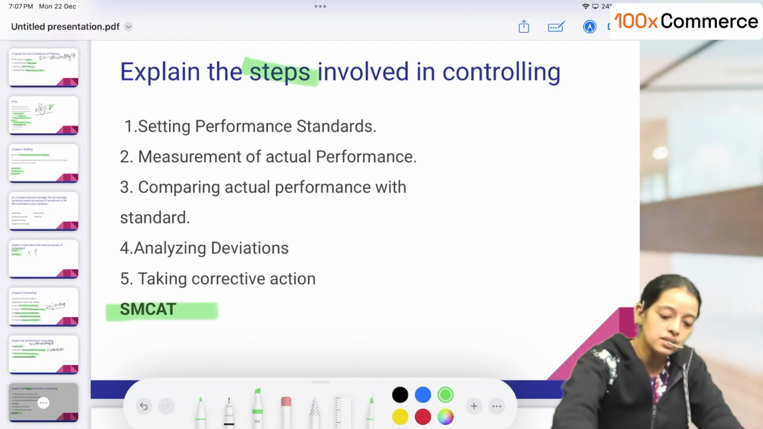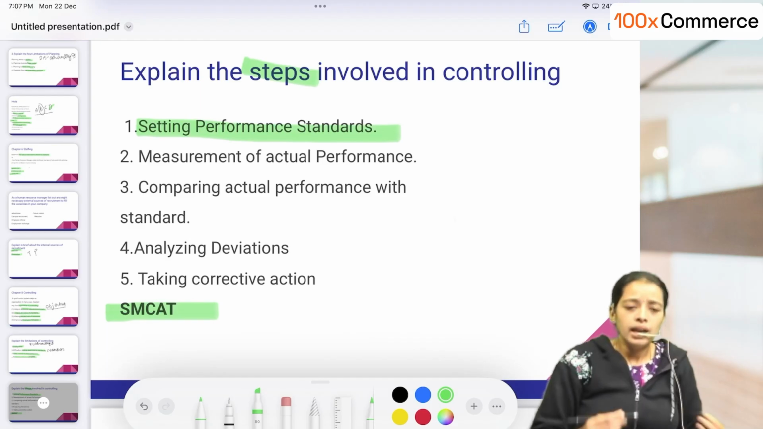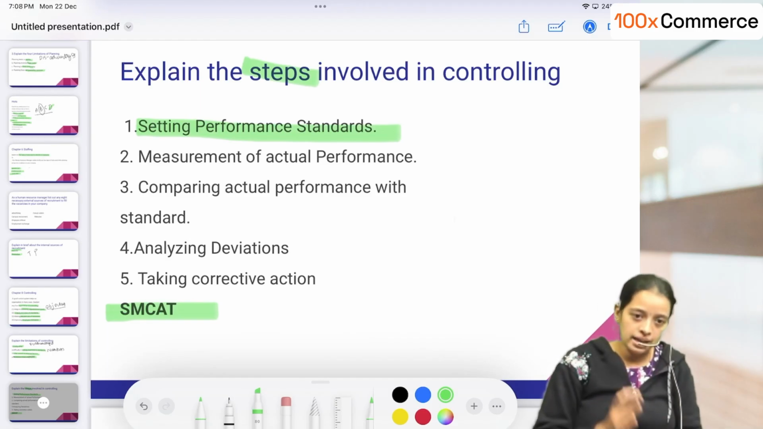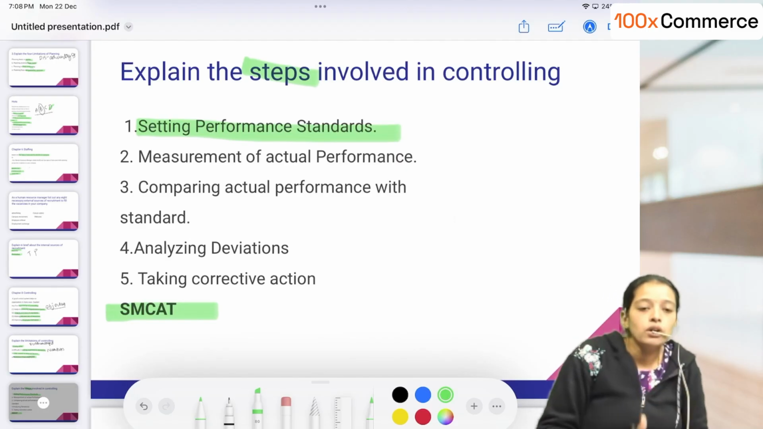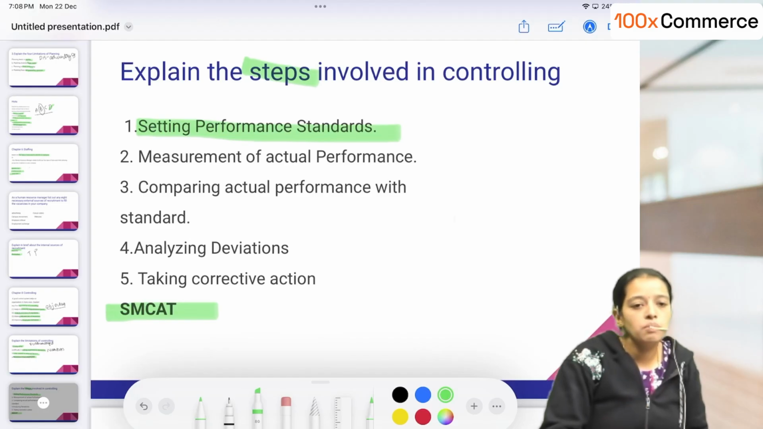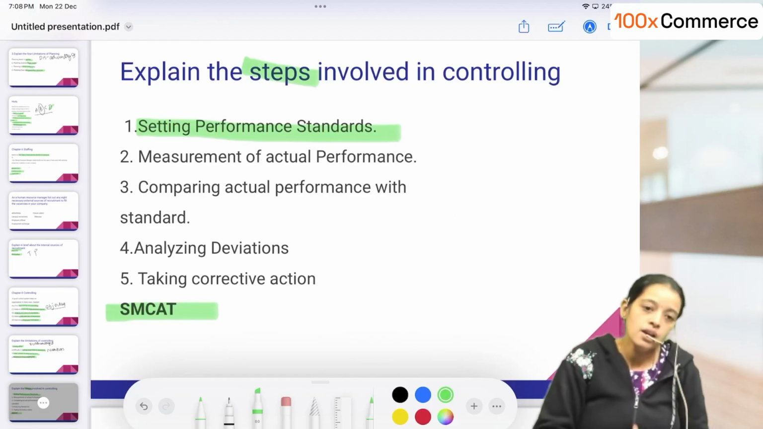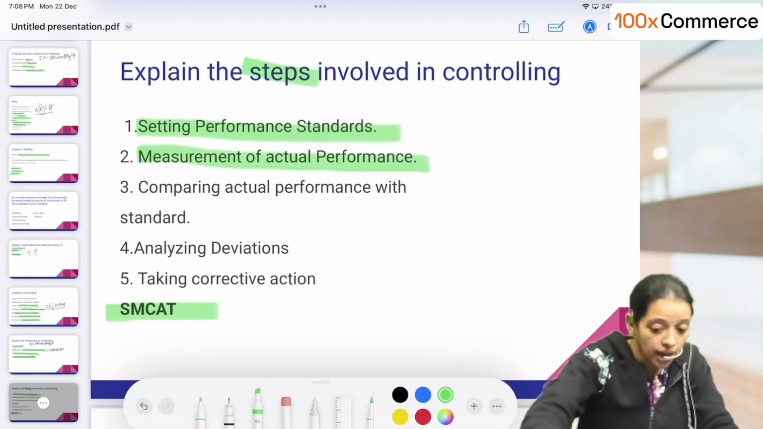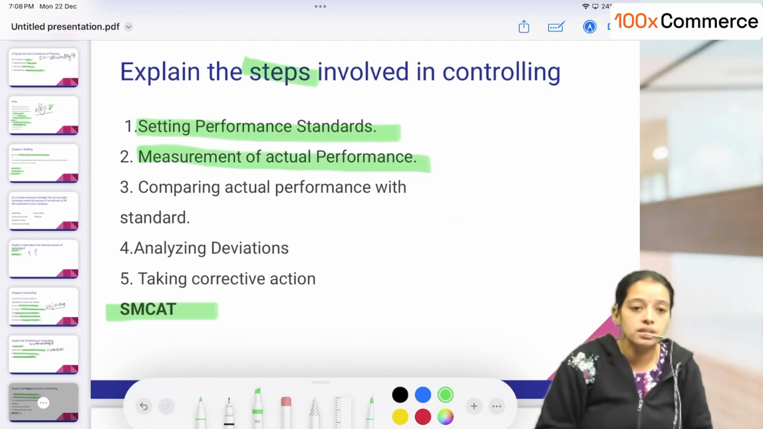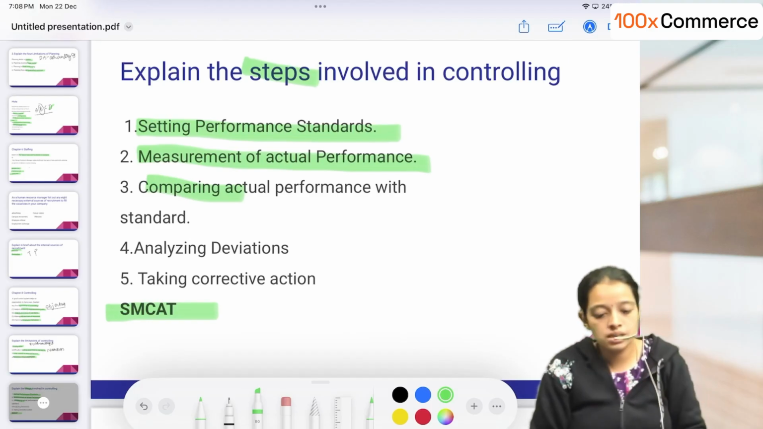So the first step tells us about setting of the performance standard. Yeah, anything it might be. First thing, as a manager, he has to set a particular standard according to the performance of the people. Yeah, performance standard has to be set. What is standard now? It is a benchmark. Yeah, so that benchmark has to be set. Then after that, they have to measure the actual performance with the standard that is being set. Yeah, measurement. After measuring, they have to compare. Like what is the actual performance, what is the standard that is being set up.